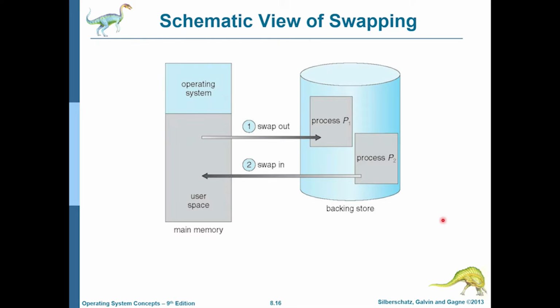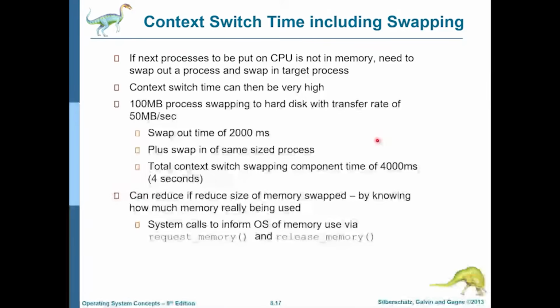This is just a schematic view of swapping. As you can see, there was a process running here, it gets swapped out and is stored in the backing store. Another process P2 gets scheduled and runs for some time, and maybe at one point P2 can get swapped out and P1 can come back. The backing store is one of those speedier auxiliary memory devices that we have, hard drives or SSDs or flash memory, and main memory is your RAM.